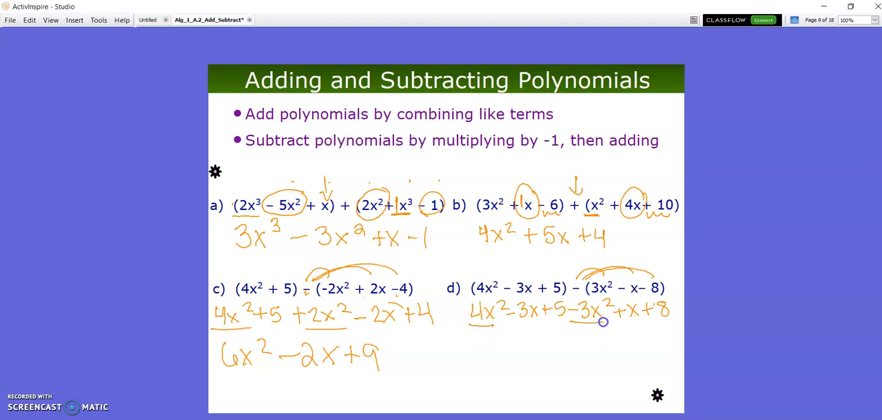4x squared minus 3x squared gives me 1x squared. Negative 3x and a positive x gives me negative 2x. 5 plus 8, 13. And we're done.